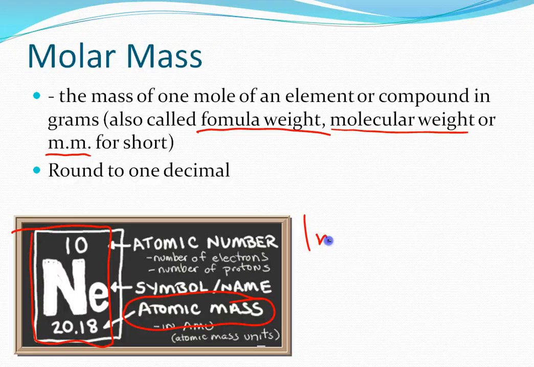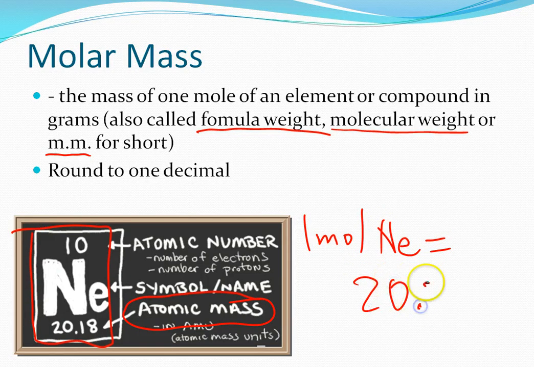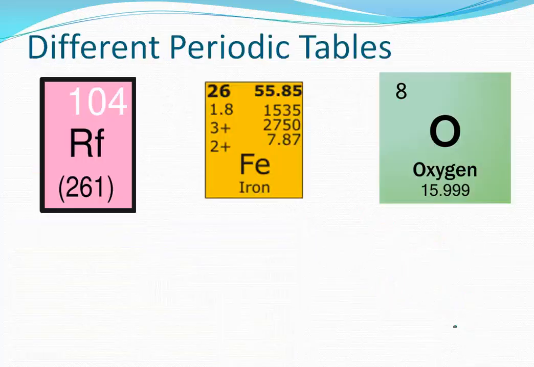So 1 mole of neon is going to be equal to 20.2 grams. Okay, so I just rounded 18 up. If the number's 5 or bigger, we're going to round up. Lower than 5, and we'll round downwards. Okay, so we've got 1 decimal, and a mole of neon weighs 20.2 grams. That would weigh about 21 dollar bills is how much that would weigh.